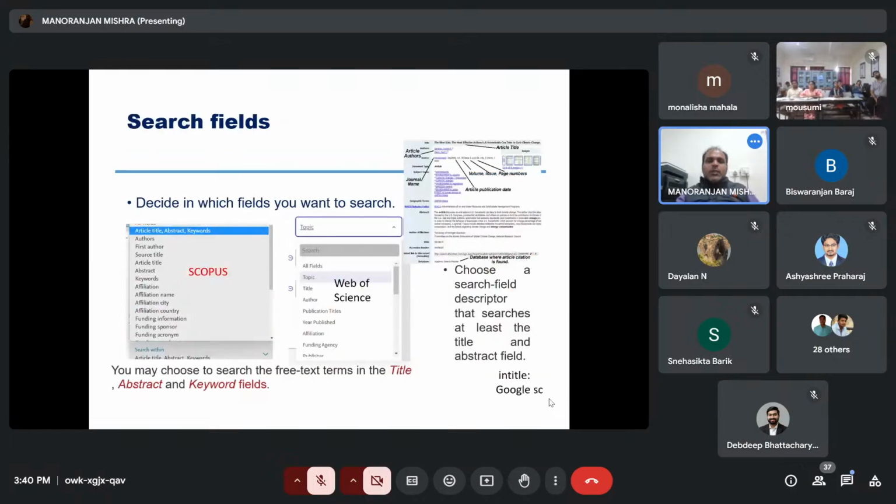Then search field, I am just showing you Scopus and Web of Science. When you go to Scopus, as I said, these are all algorithms. Their work is simple, you see there are a number of options in Scopus on the left hand side.